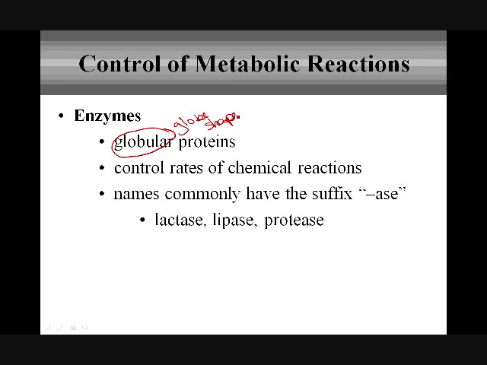Like I said, they control rates of chemical reactions, and we should know that many enzymes have the suffix ase. So like lactase, which we've talked about with lactose intolerance, lipase, protease, and you can see that they're kind of named after the substrate, the substance that they're actually designed to act on. So protease being for protein, lipase being for a lipid, lactase being for lactose, and we just have that ase as our suffix.